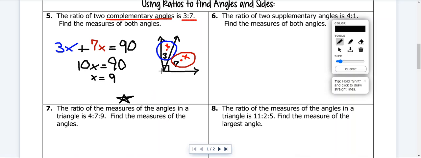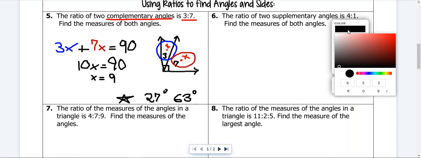All right, so if x is equal to 9, what are the measures of our angles? All we have to do is multiply them back in. 3 times 9 is 27 degrees, and 7 times 9 is 63 degrees. So those add up to 180, and we're in good shape.